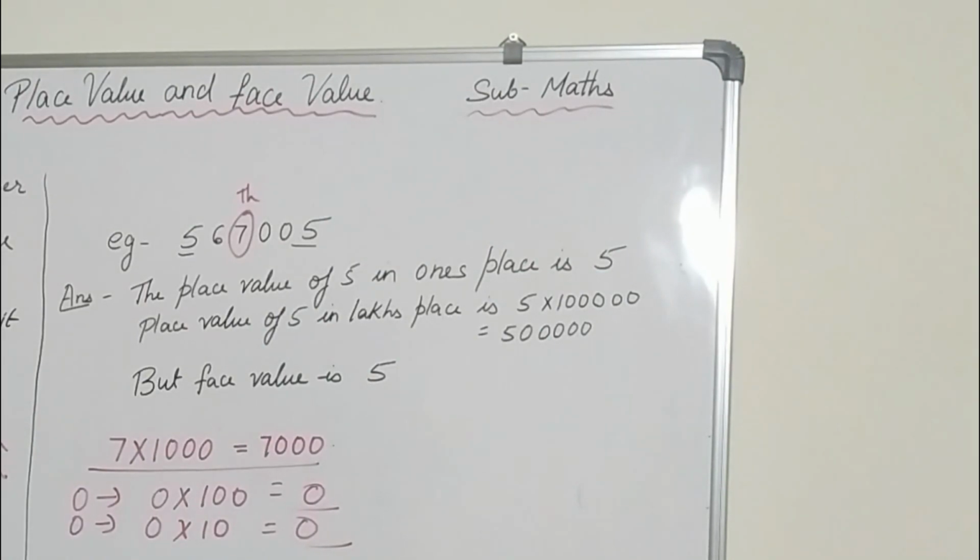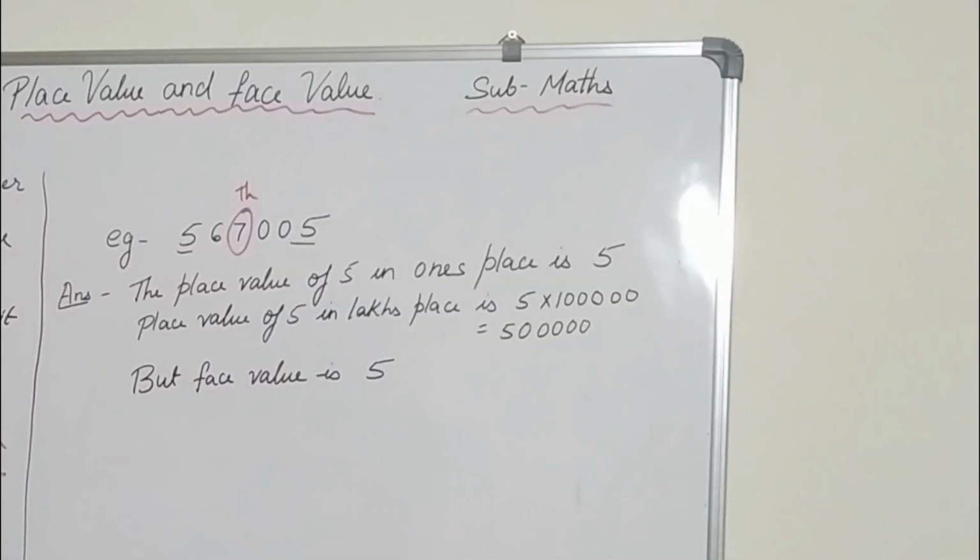So now we will talk about what is the face value. The face value of a digit in a number is the value of the digit itself. The face value of the digit does not change irrespective of the position in the number. So wherever it is, the face value will not change in a number.